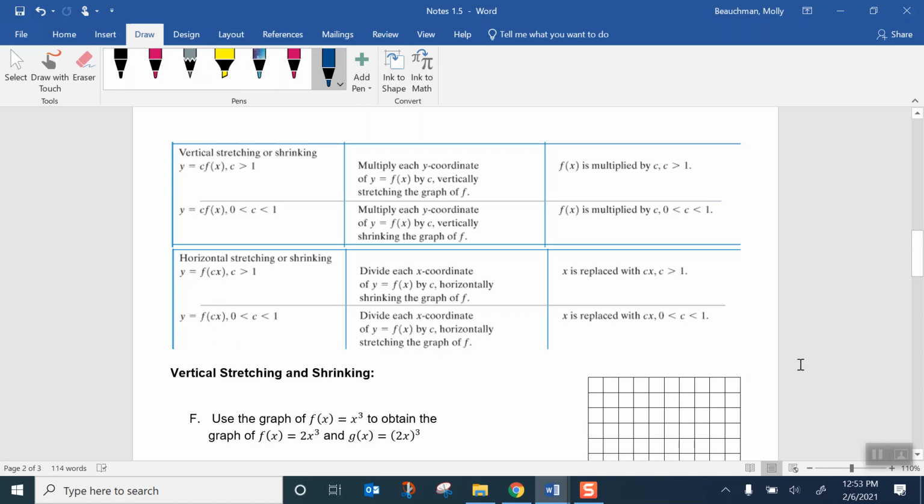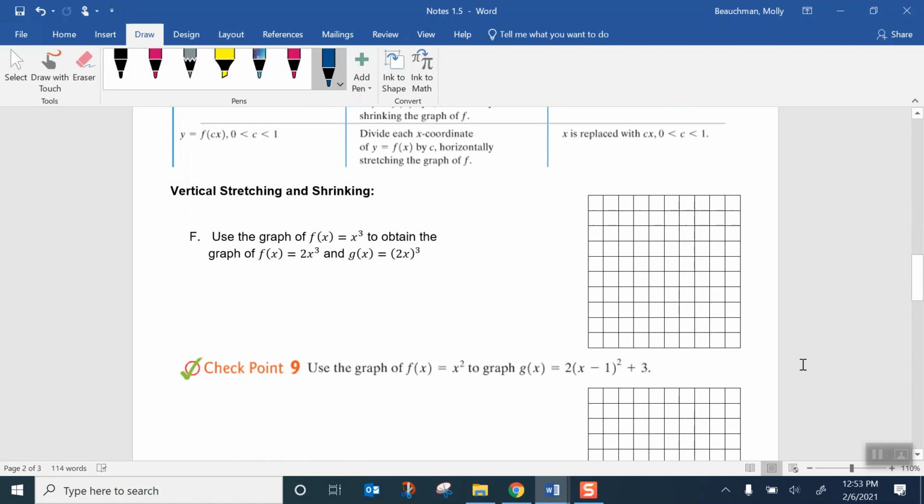So we're going to take a look at the difference between these two. We're going to use the toolkit graph x cubed in this example. I'm going to use just 3 major points: 0, 0, 1, 1, negative 1, negative 1. And basically it looks like this. That's our original function x cubed.